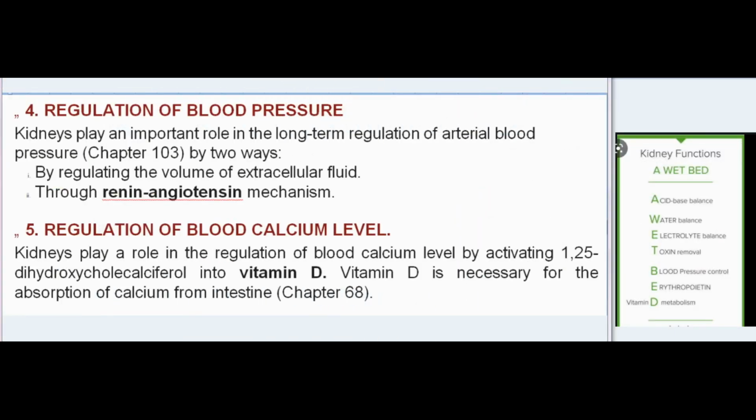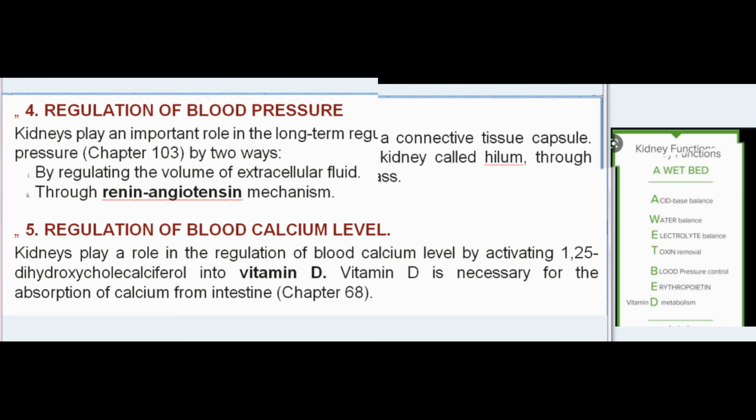4. Regulation of blood pressure. Kidneys play an important role in the long-term regulation of arterial blood pressure, Chapter 103, by regulating the volume of extracellular fluid through renin-angiotensin mechanism. 5. Regulation of blood calcium level. Kidneys play a role in the regulation of blood calcium level by activating 1,25-dihydroxycholecalciferol into vitamin D. Vitamin D is necessary for the absorption of calcium from intestine, Chapter 68.